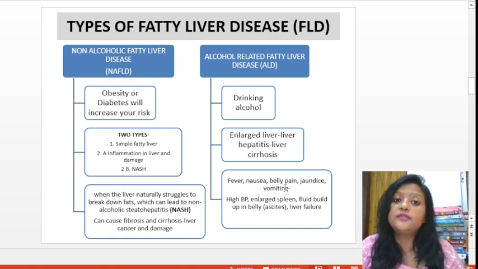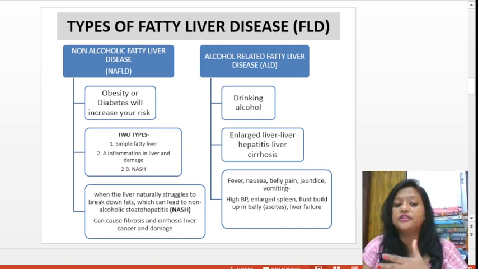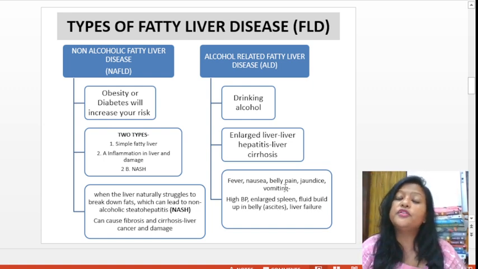Number two is when you have inflammation in the liver and damage, when your liver is going towards damaging. There is inflammation in the liver which is causing some symptoms to show.